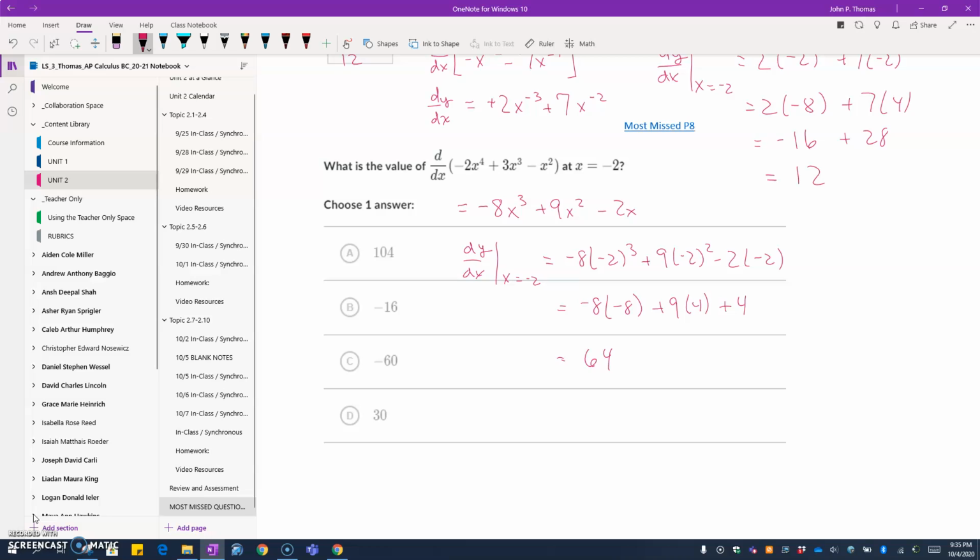Two negatives make a positive. 9 times 4 equals 36, and then we've got a plus 4 there. 64 plus 36 is going to be 100. Plus 4 takes me up to 104. All right, so we're looking at an answer of 104 for this one.